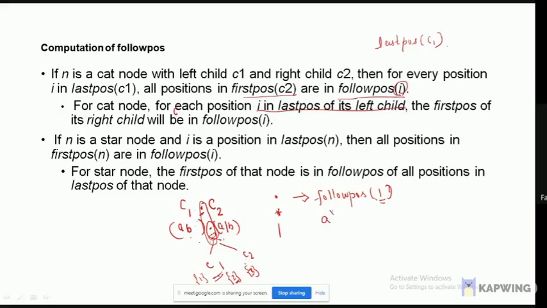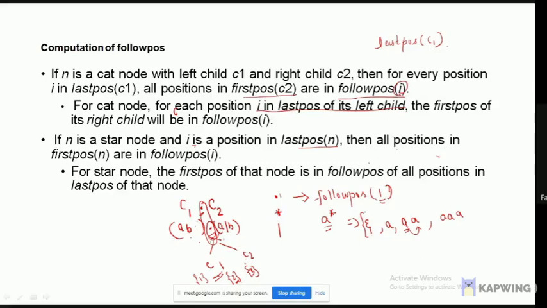So if I am having A star, what are the strings generated by this? The first one is epsilon. Second one is single A. Third one, what are the other strings? AA, right? That means this is followed by the same symbol, right? If I am having this, what will be followed next? Again A, right? So if it is a star node, if i is a position in the last position of that node, the last position of A is A itself, then all positions in the first position are also in the follow position.